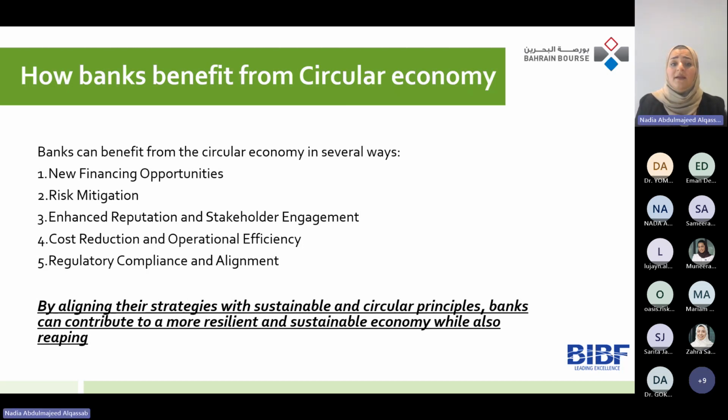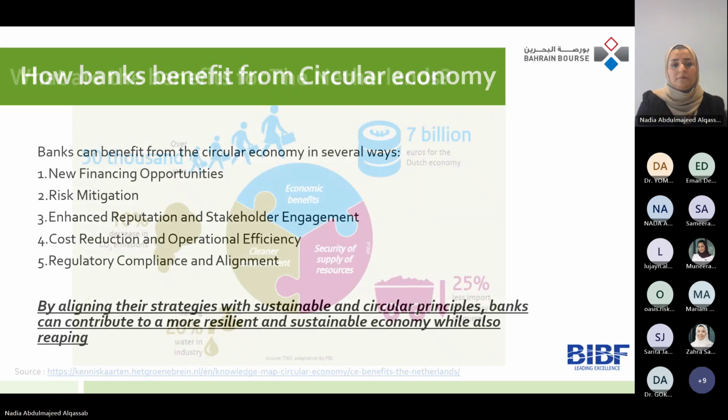So by aligning our strategies with these principles and what we're trying to achieve on a country level, we can achieve a sustainable economy and reap the benefits: increase profitability, increase going concern and survival, and achieve the country goals and the world goals of net zero and decreased global warming.